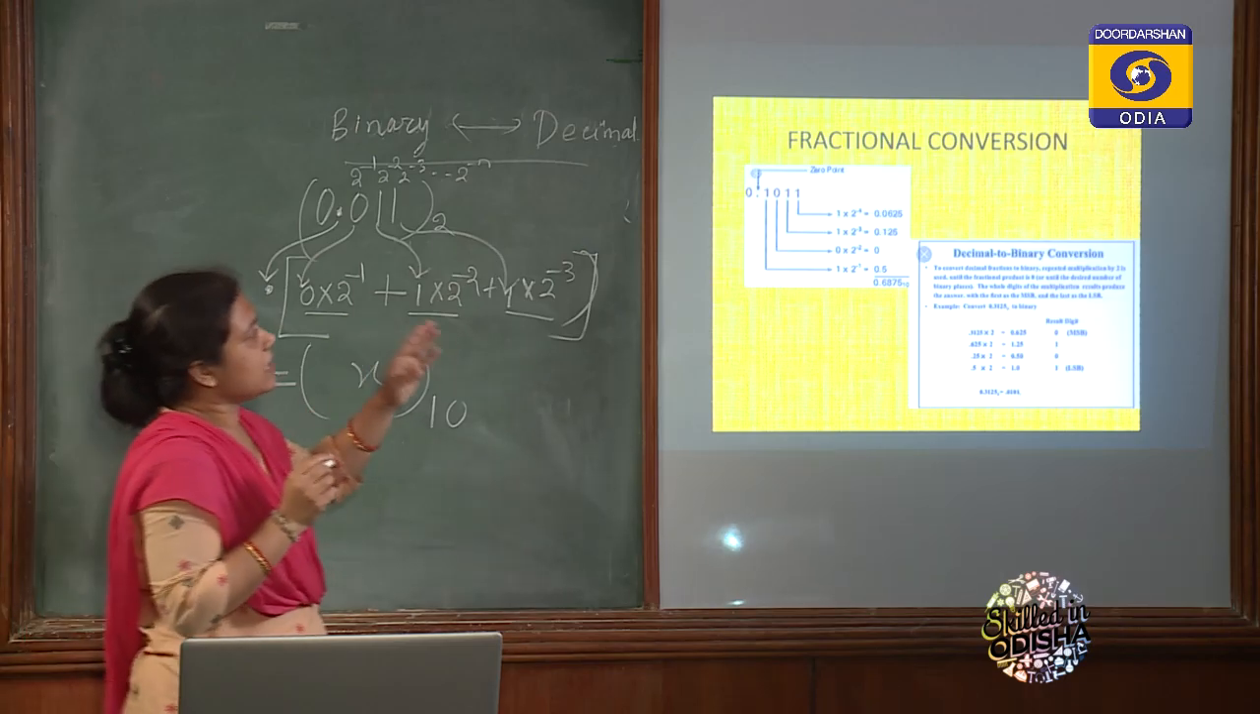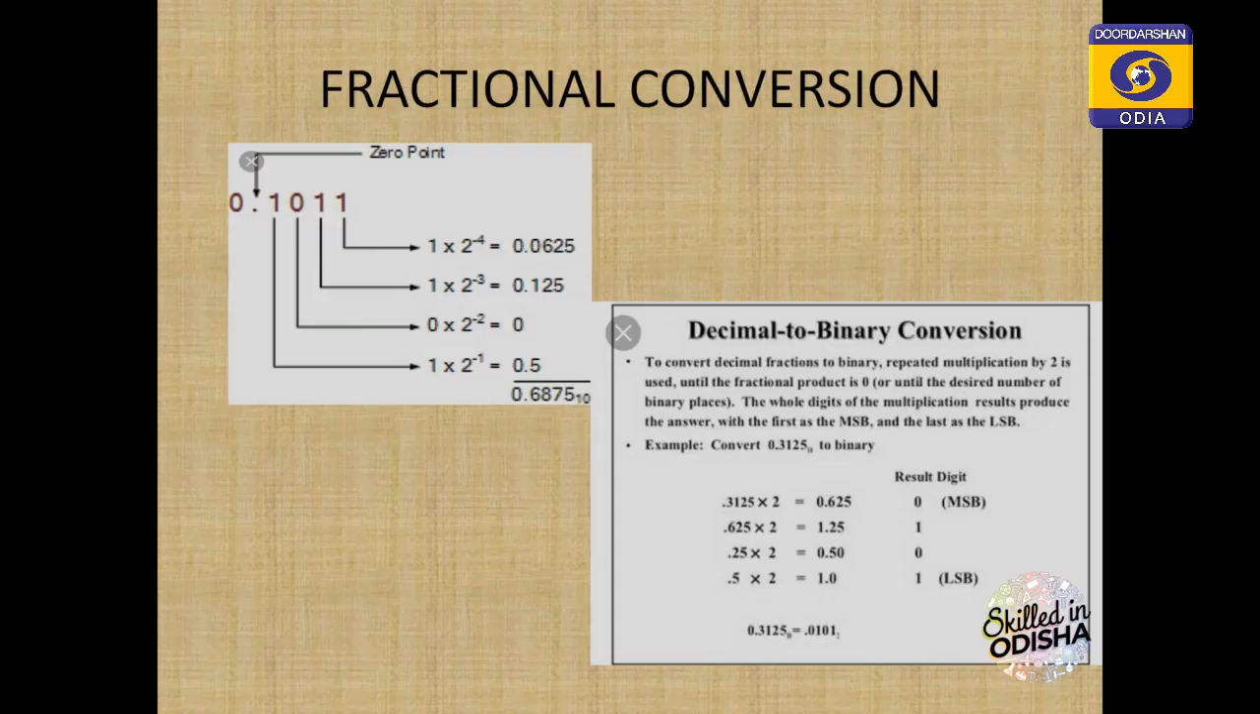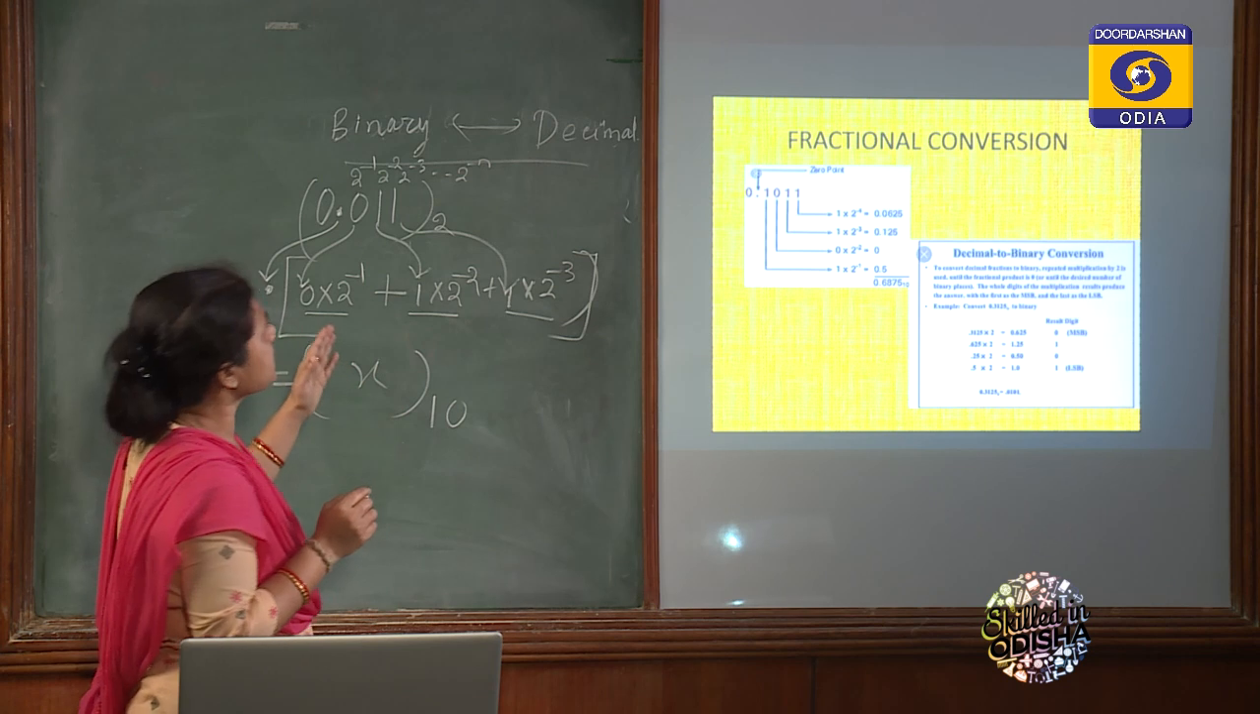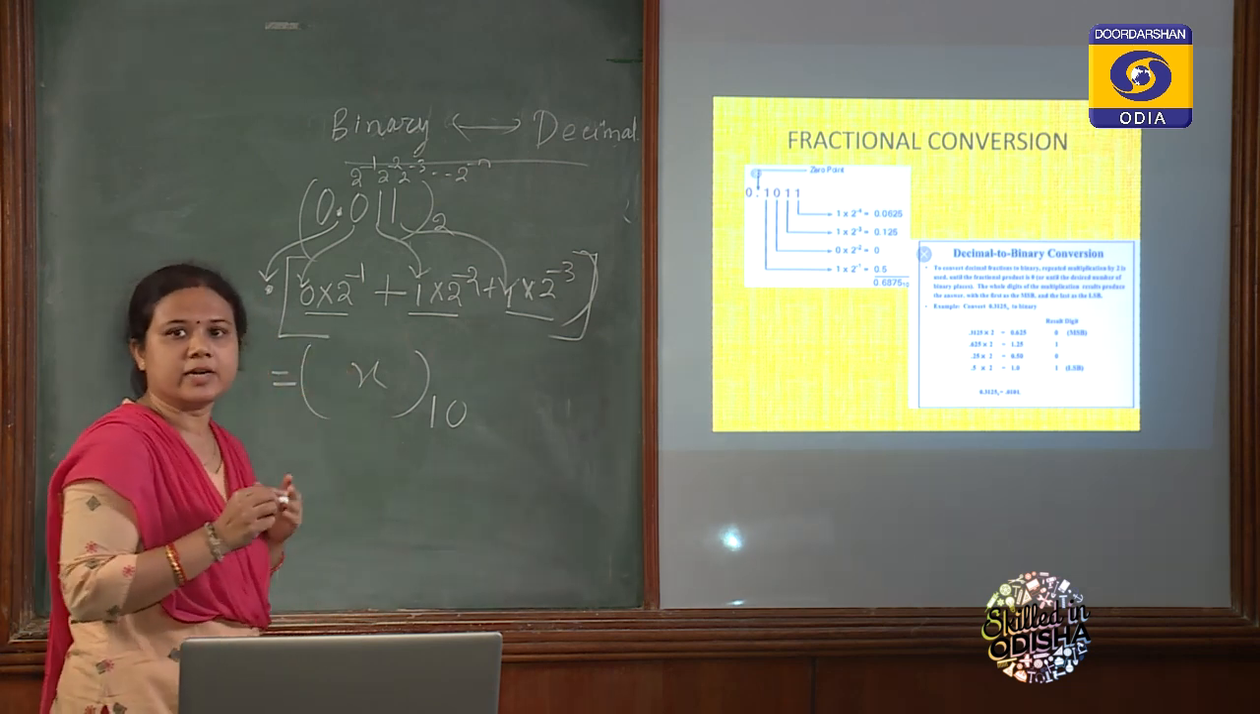One example is given on the screen. The question is 0.1011, and each bit is multiplied with its positional weight, 2 to the power minus 1, 2 to the power minus 2, 2 to the power minus 3, 2 to the power minus 4, and again we add all these values. Finally the answer is 0.6875 with base 10. So this is binary to decimal conversion.